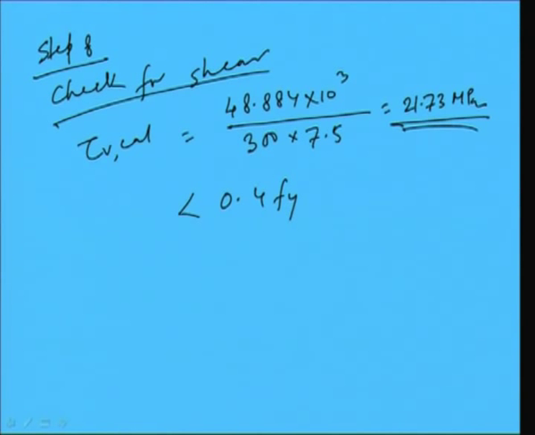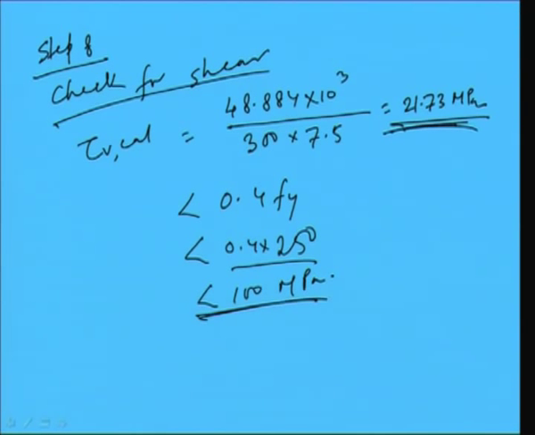So, the shear stress developing is 21.73 MPa and it has to be less than 0.4 Fy, that means 0.4 into Fy, Fy is 250. So, if I multiply 0.4 into 250, this is becoming 100. So, what we are seeing is that tau v calculated is less than the permissible one. So, here also it is ok. From the shear point of view also, we can say the section whatever we have chosen for this particular case is perfectly ok.